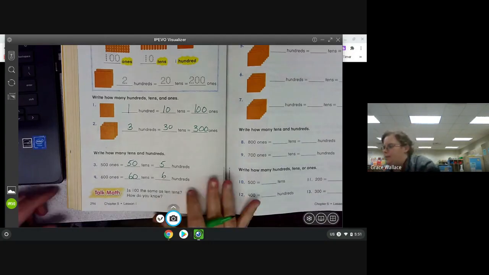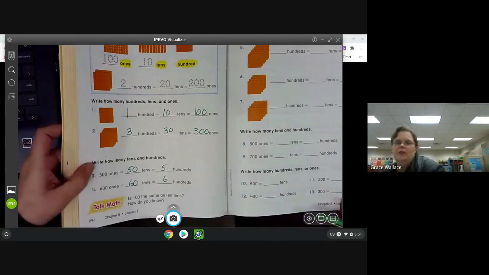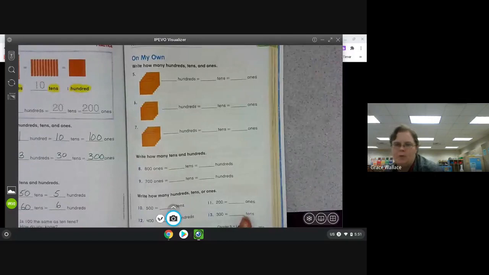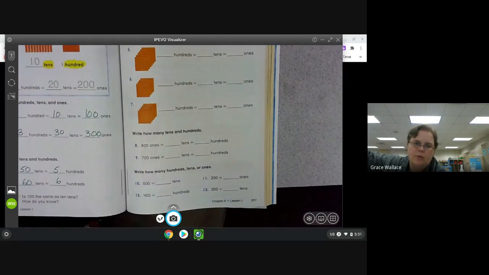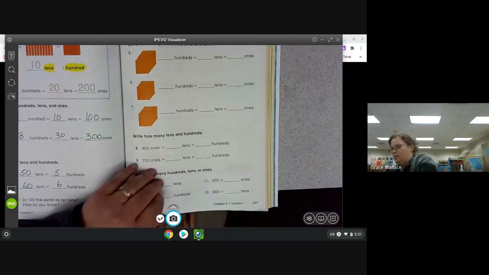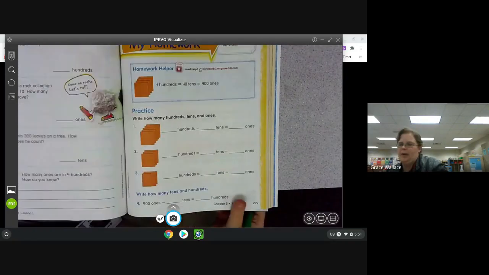Now, on this next page, page 297, I want you to do that page, but I want you to get help from your grown-up or your siblings at home. Talk it out to them. Get some help from your grown-ups or siblings at home. And then, same thing on this back page.